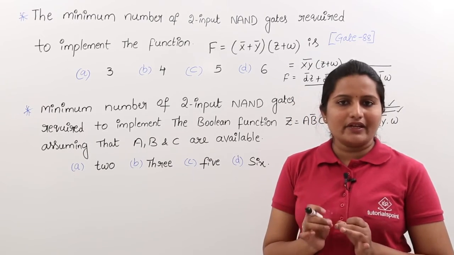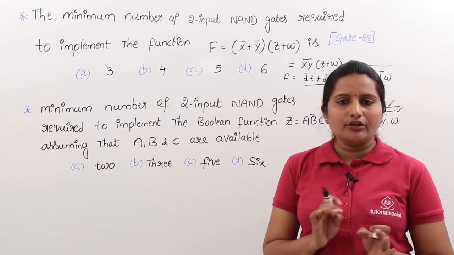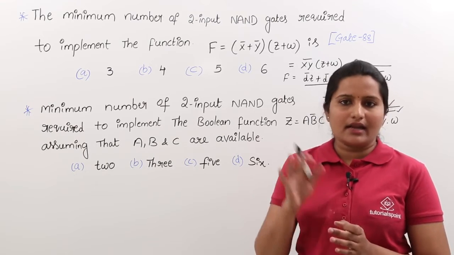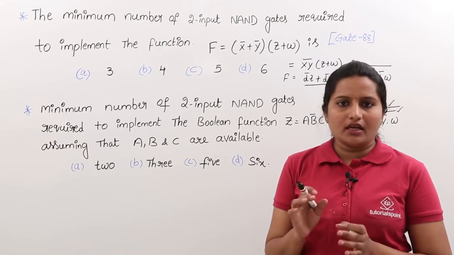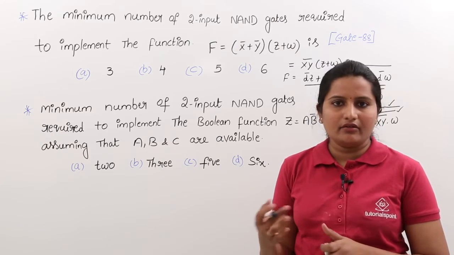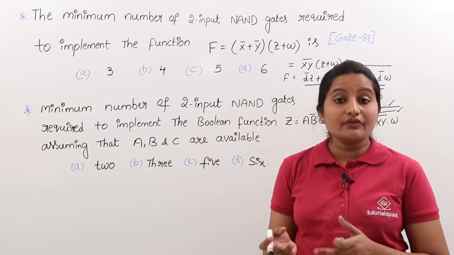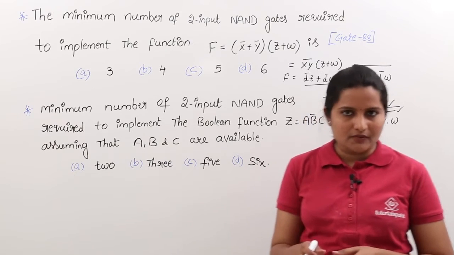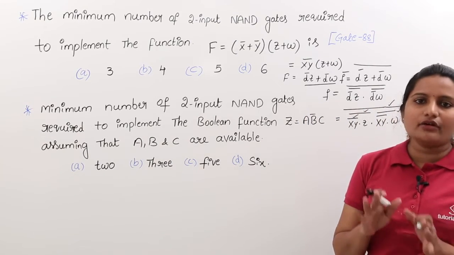If you are given functions, then you need to convert those functions into AND or NAND form. Any form you can convert, AND form or NAND form. It is better to convert into NAND form, because directly we will get the number of NAND gates. If you convert it into AND gates, again you need to follow the formula 2 into n minus 1. So just convert into NAND format.